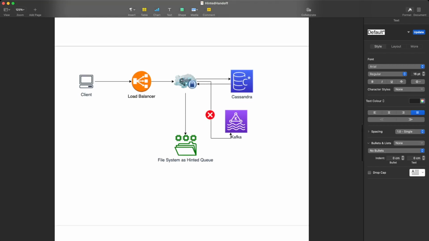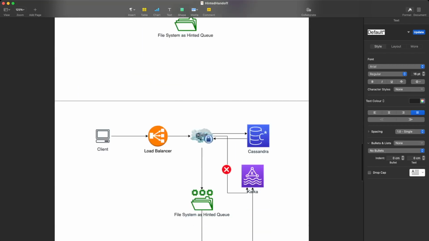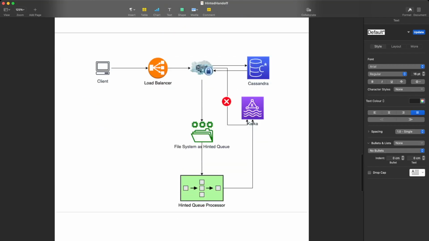What is the second step? How am I going to process it? Let's look into that also as a diagram. A client sends a request to the load balancer, and it writes to the database, and I am able to successfully persist it to the database. I try to notify Kafka, where I am getting a failure.